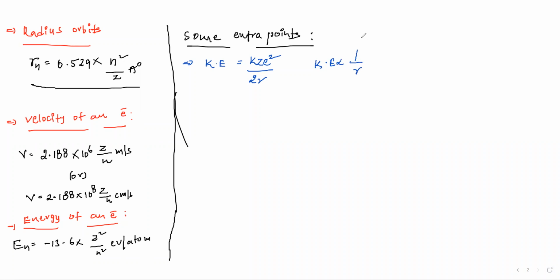అంటే ఇక్కడ ఏమొస్తుంది? On increasing radius, kinetic energy decreases. Okay. And next, one more point.